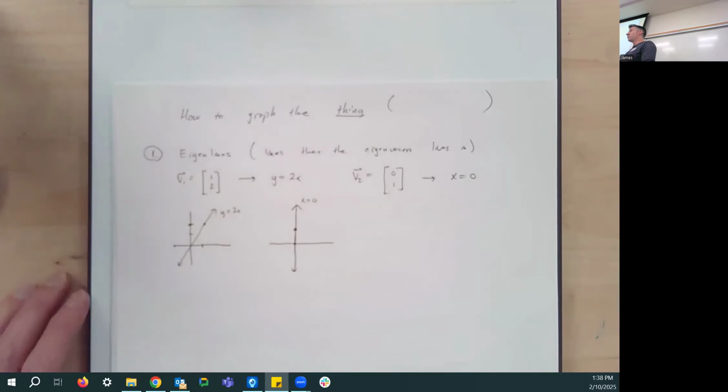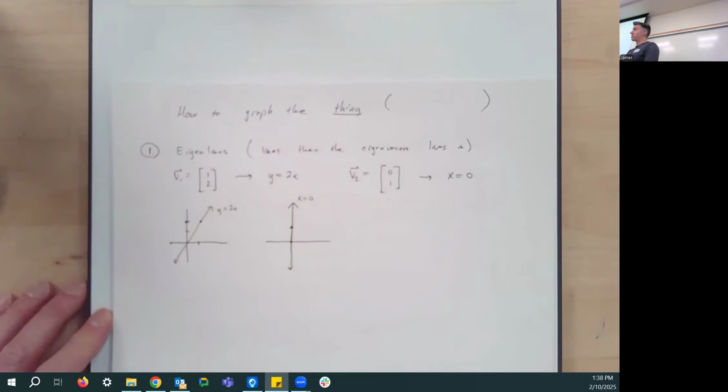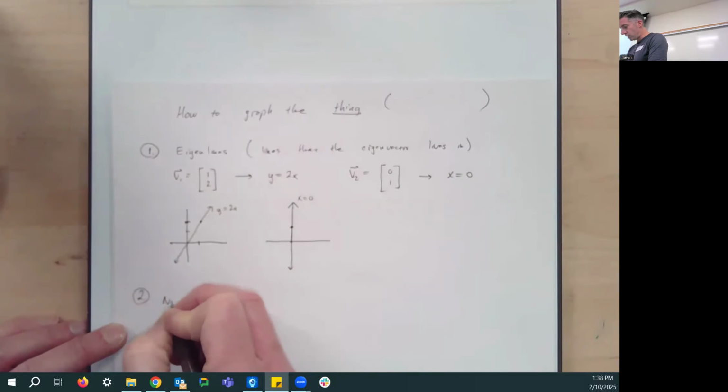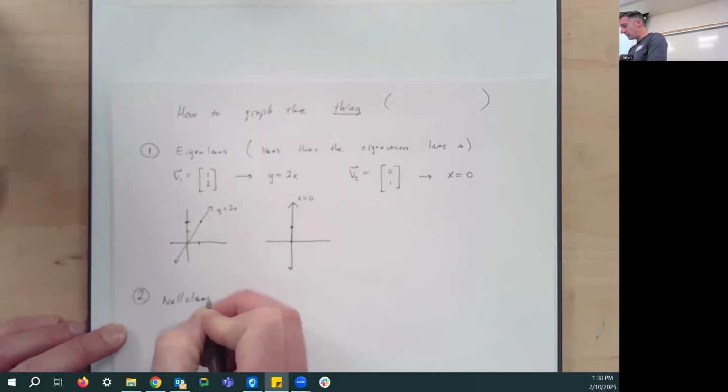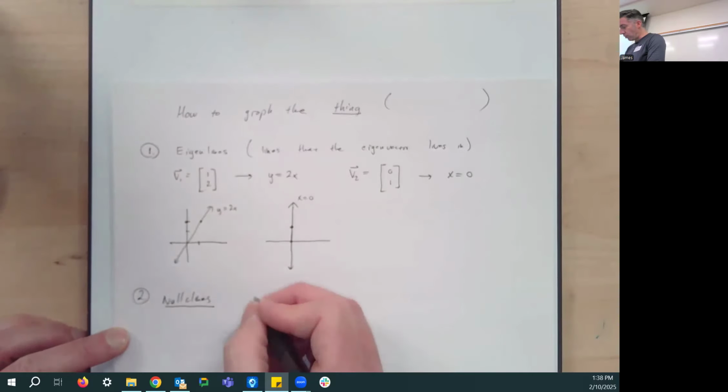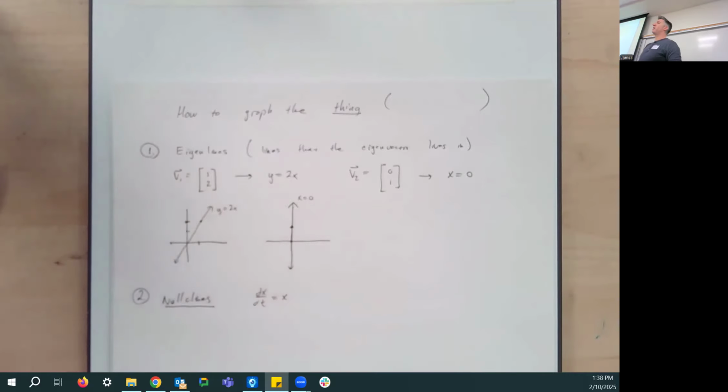And we're also going to draw the null lines. The null lines are just the lines you get by setting each of the differential equations equal to 0. Our first differential equation was dx/dt equals x. This one's kind of annoying in that one of our null lines also happens to be the same as one of our eigenlines. That happens sometimes, not all the time, though.